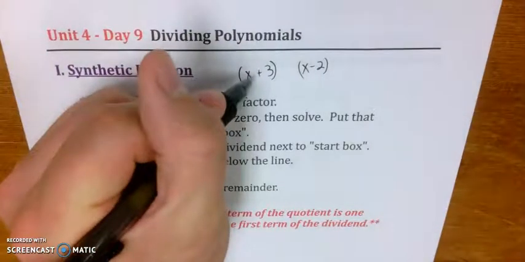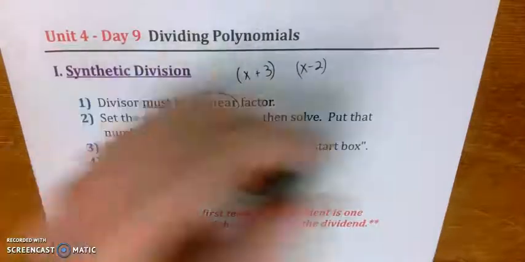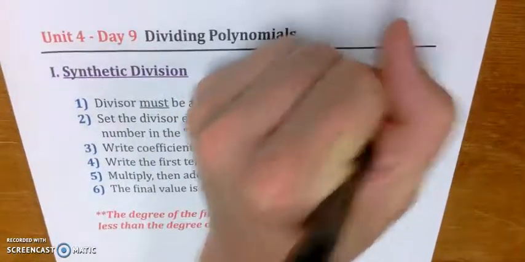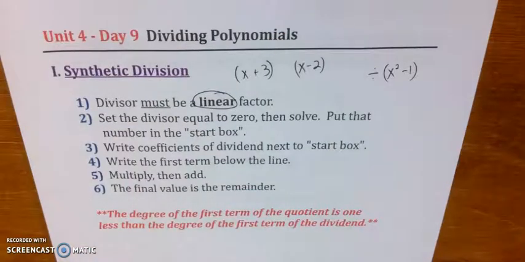Linear meaning there's no crazy exponents happening on these x's. So if I saw something where we're trying to divide by like an x squared minus 1, well, that's not going to work. That's not a linear factor.